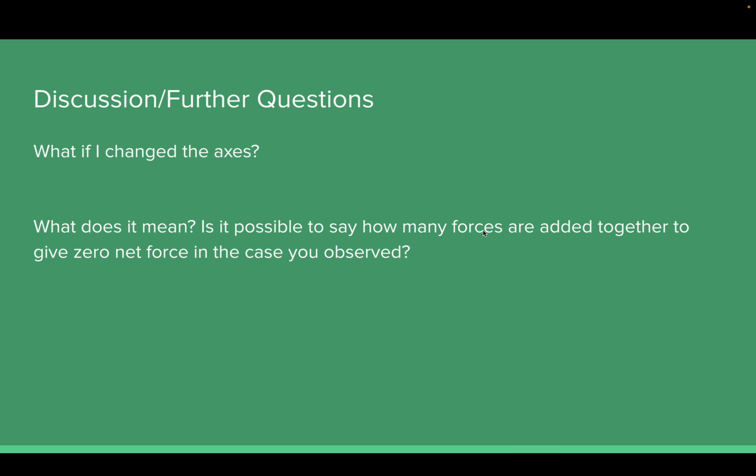Is it possible to see how many forces are added together to give zero net force? In this case, you cannot really say this, because there's always some acceleration when you push an object, and forces like friction and air resistance make it difficult to push an object in this case to give it zero net force like this.